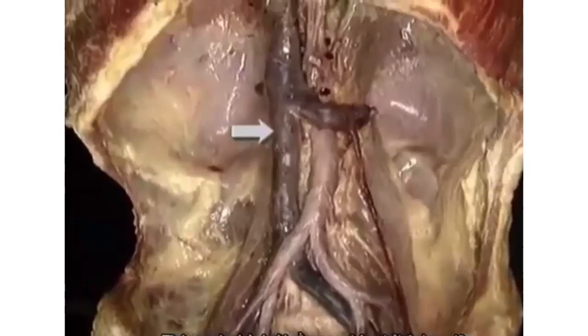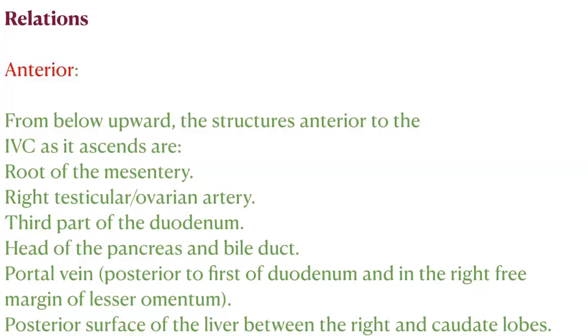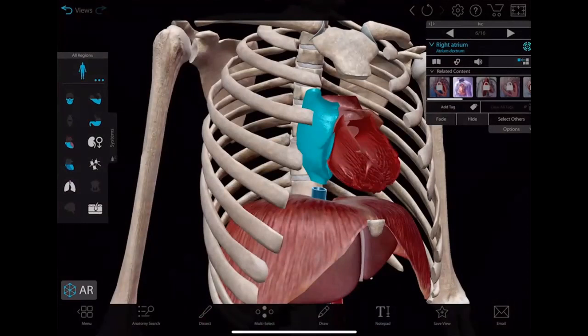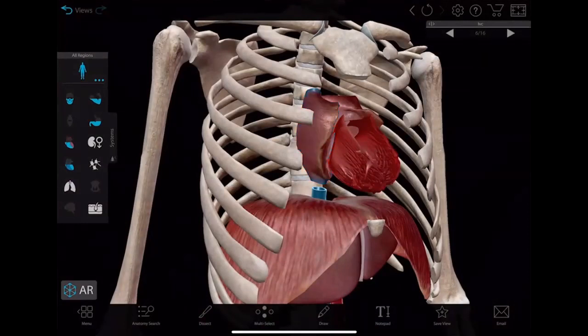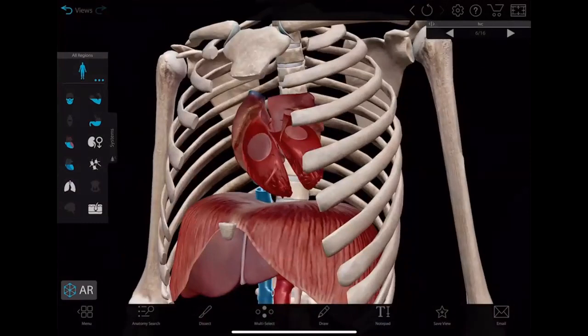You see, this is the inferior vena cava. All of this is inferior vena cava. Coming to the relations, IVC is related anteriorly, from below upward. The structures anterior to IVC as it ascends are the root of the mesentery, and the right testicular or ovarian artery. We'll see that. You remember from the last class, right testicular and ovarian arteries.